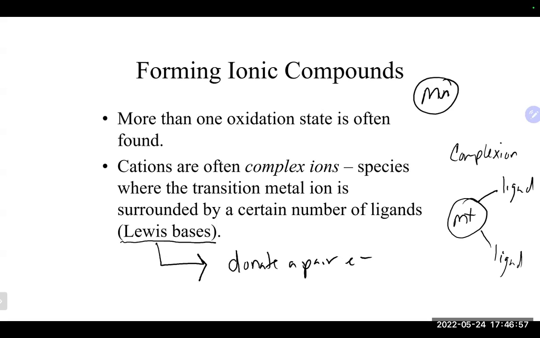And that makes sense because in this case, the metal is acting as a Lewis acid. It is basically something that is electron deficient. It's electron deficient because it has a positive charge, so it obviously has given away electrons, which is why it is deficient.